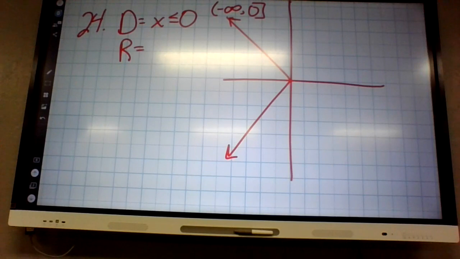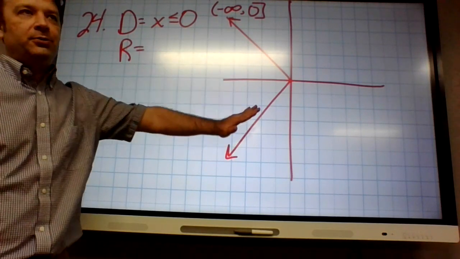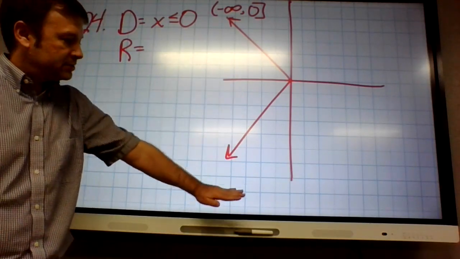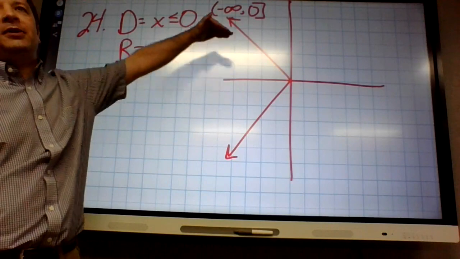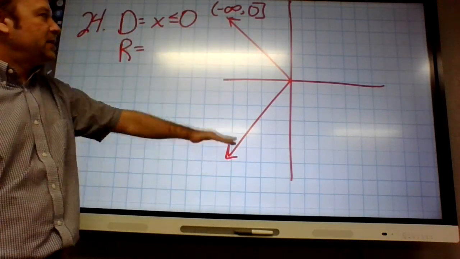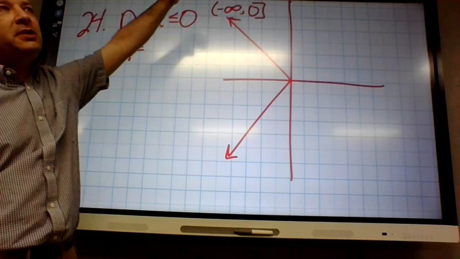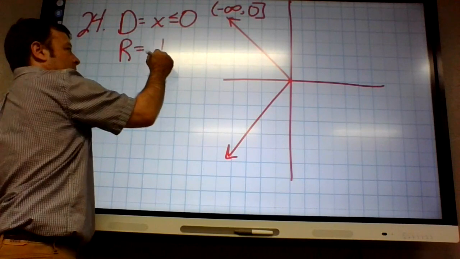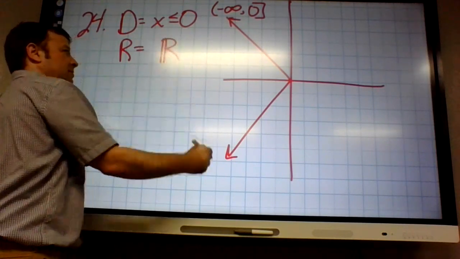Now the y values, right? What's the lowest y value? Negative infinity goes down forever. We're talking about y values, so that's up and down. Y values go to negative infinity. What's the highest y value? Infinity. So altogether, what does that make? Infinity negatives. All real numbers.